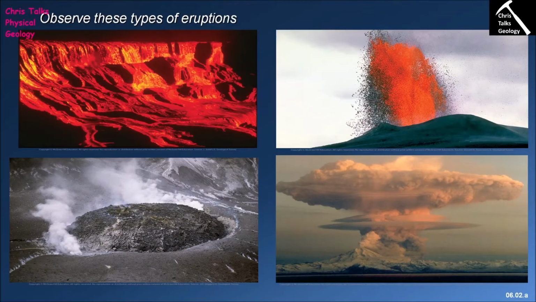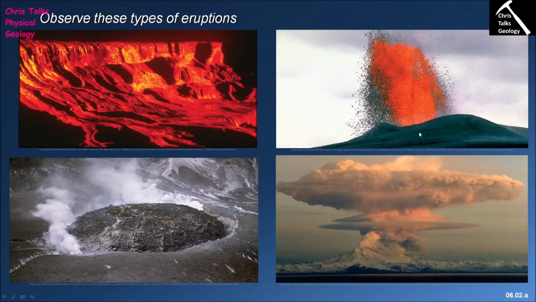Hello everybody, this is Dr. Christopher White, and in this presentation we're going to continue thinking about volcanoes and volcanic hazards. So the next thing we're going to think about is what controls the style of eruption which a volcano produces. So this is going to correspond to section 6.2 of your textbook.